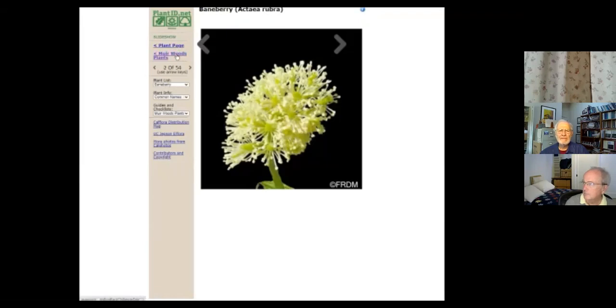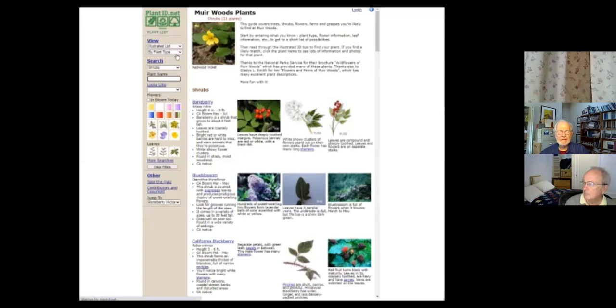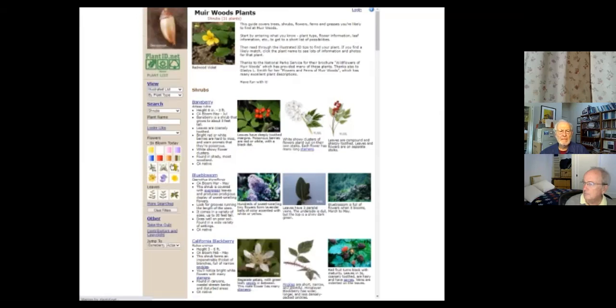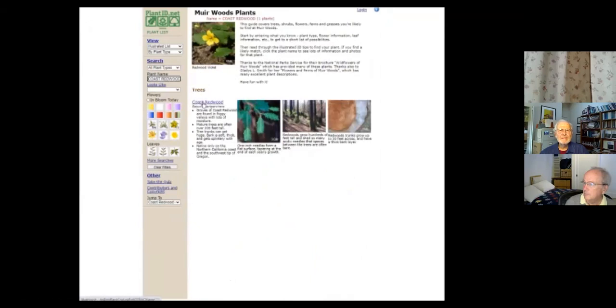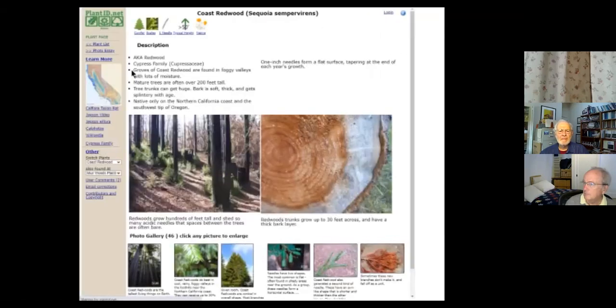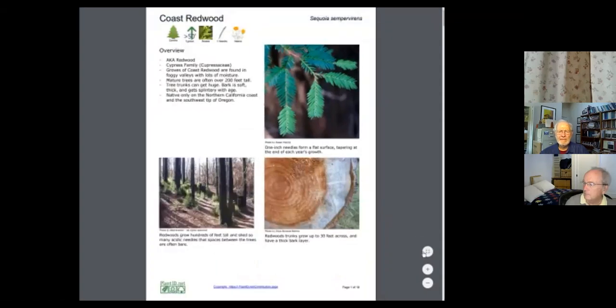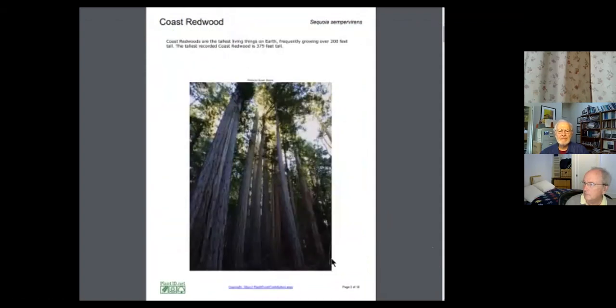Let's dig down deeper to learn about one of the iconic plants at Muir Woods, the coast redwood. We'll bring up the plant page and choose Photo Essay. This photo essay is 18 pages long, which may seem like more than you want, but you'll find it's very easy to learn from. Each page has a large picture and a short description. We'll look at a couple of the pages.